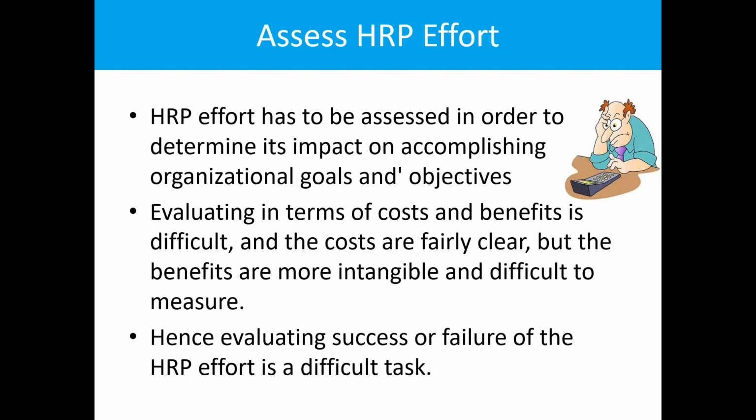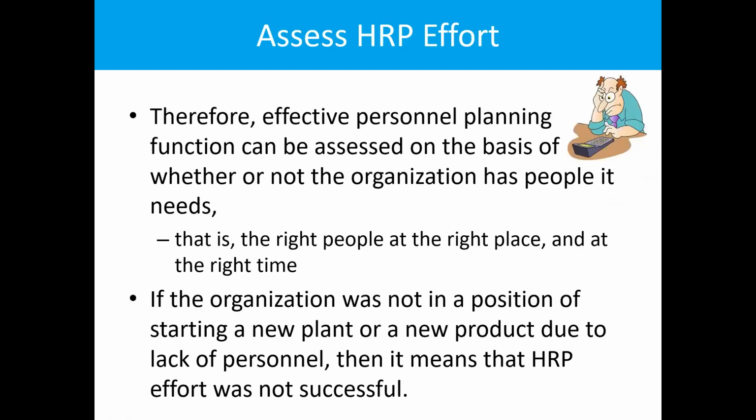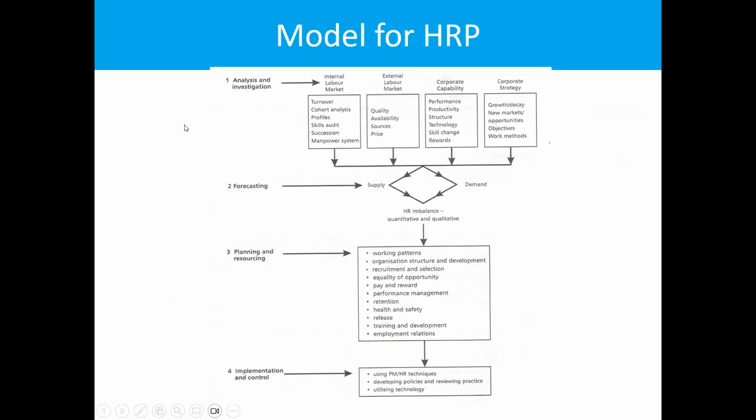One way of assessing is determining whether the corporate objectives have been achieved. The other method is checking whether the organization always has an HR balance. Those two ways are the ideal methods for assessing the effectiveness of the HR plan, right? This slide says about those things.